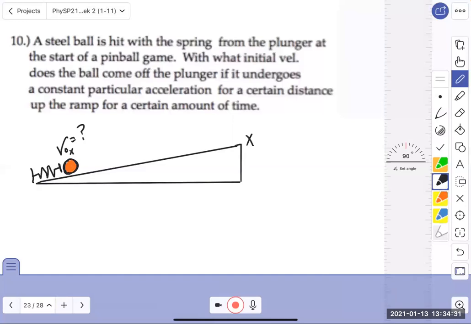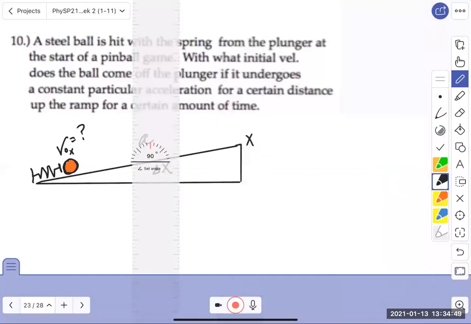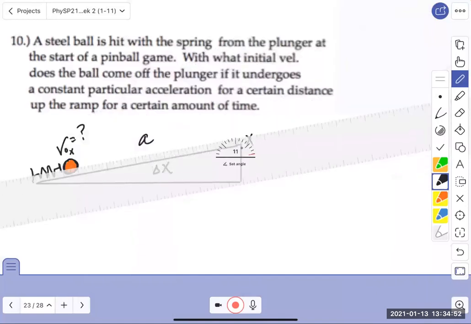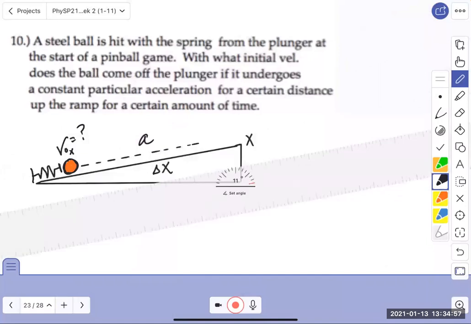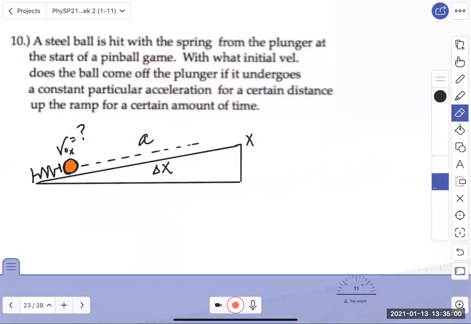With what initial velocity does the ball come off the plunger if it undergoes a constant acceleration? So we have an A here. For a certain distance up the ramp for a certain amount of time. So a certain distance, that'll be delta X. It's going to go up this ramp some distance, some delta X, and then at a certain amount of time, I'm not going to call it tau, but it's just T.